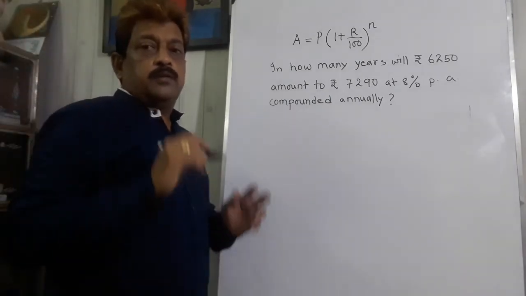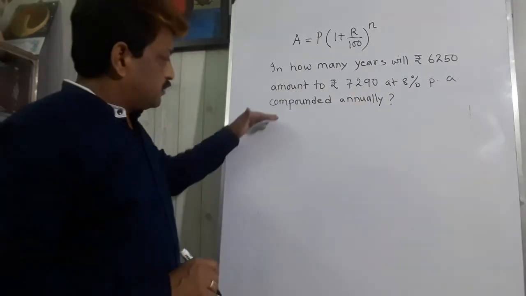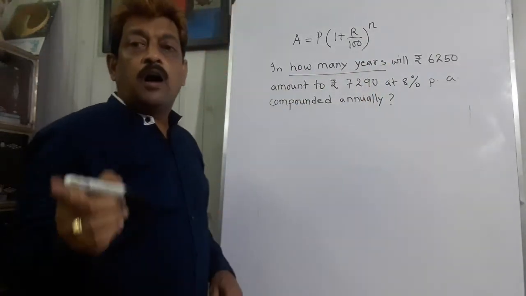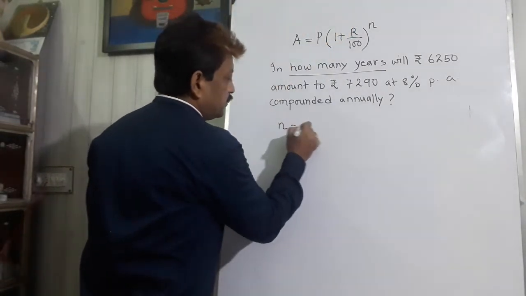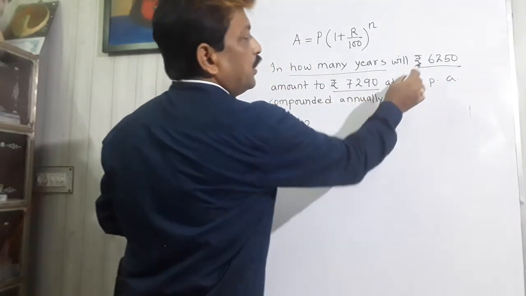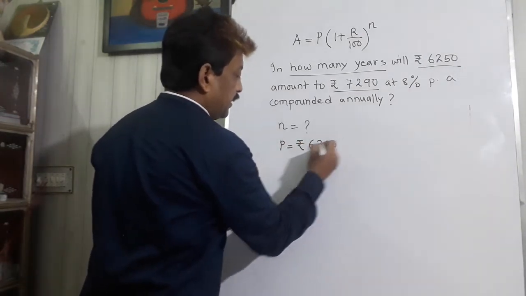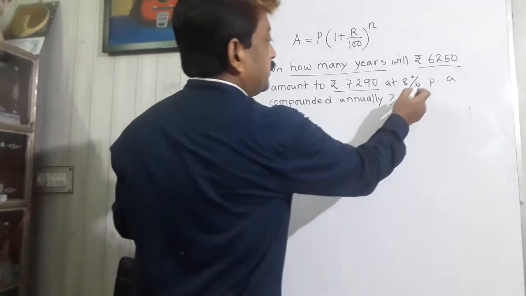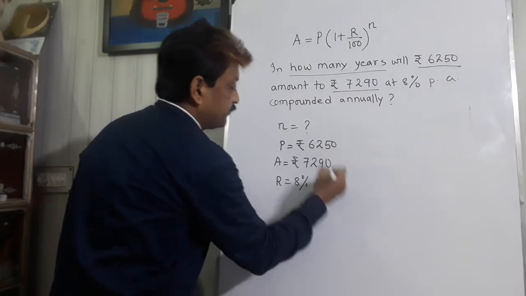So again, as I have told you earlier also, whatever information is given in the question, just make a list of it. The question is in how many years. To find how many years, we have to find the conversion period first. So n is not known. Rupees 6250 amounts to rupees 7290. So the principal is rupees 6250 and the amount is rupees 7290, and the rate of interest is given as 8% per annum, PA.